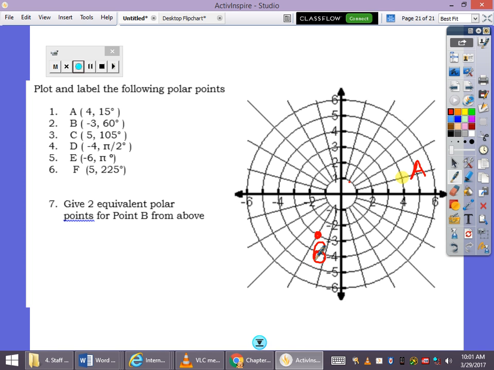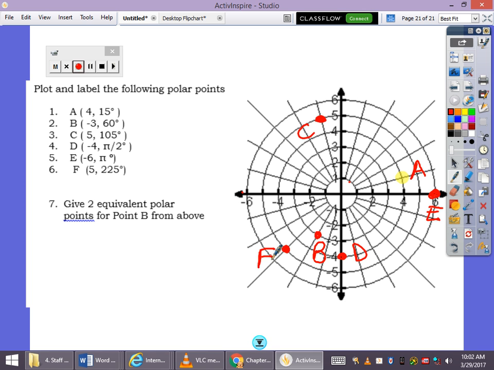I'm going to go to the 105 line, which is right here, and I'm going to walk forward. So I'm going to look towards the 105. Pi over 2 is 90. Am I going to go towards 90 or away? Away because it's negative. So this should be letter D. Pi is 180. Am I going to walk towards 180 or away? Away. So this should be E. And then 225 is this one here. I'm going to walk towards the 225, and that is letter F.